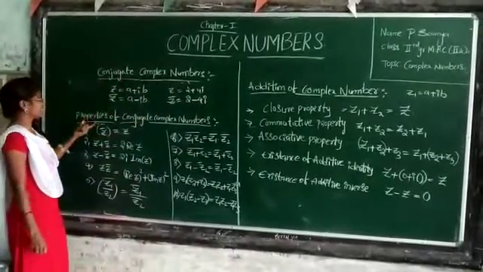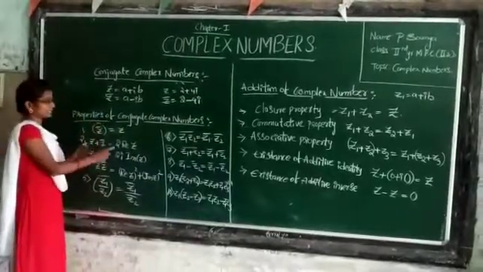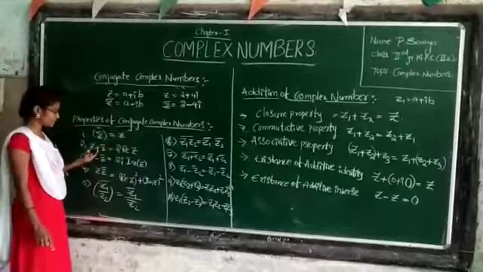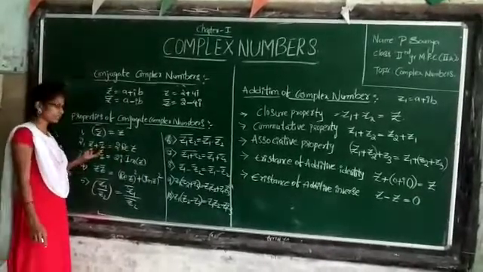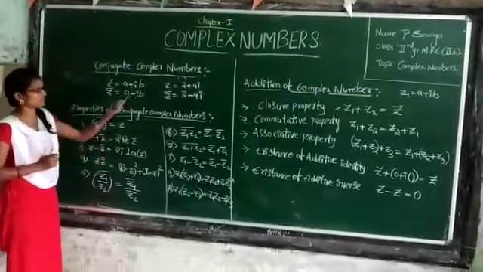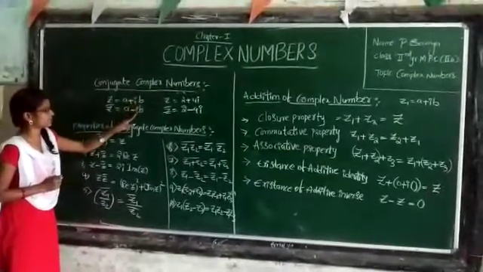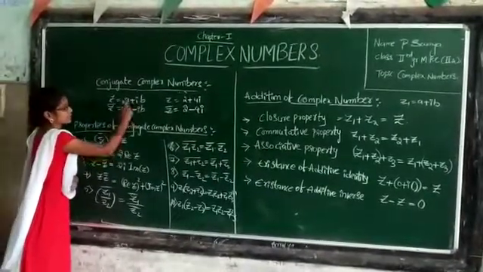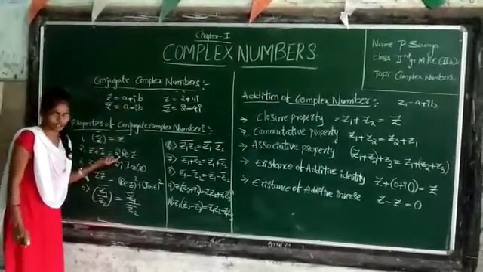Properties of conjugate numbers: z bar whole bar, again you will get z. And here z plus z bar is nothing but what? 2 times the real part of z. Why am I getting 2 times the real part? Here I am taking the conjugate of z. The conjugate of z is nothing but minus ib. Here plus ib and minus ib will get cancelled. Then you will get 2 times the real part of z only.